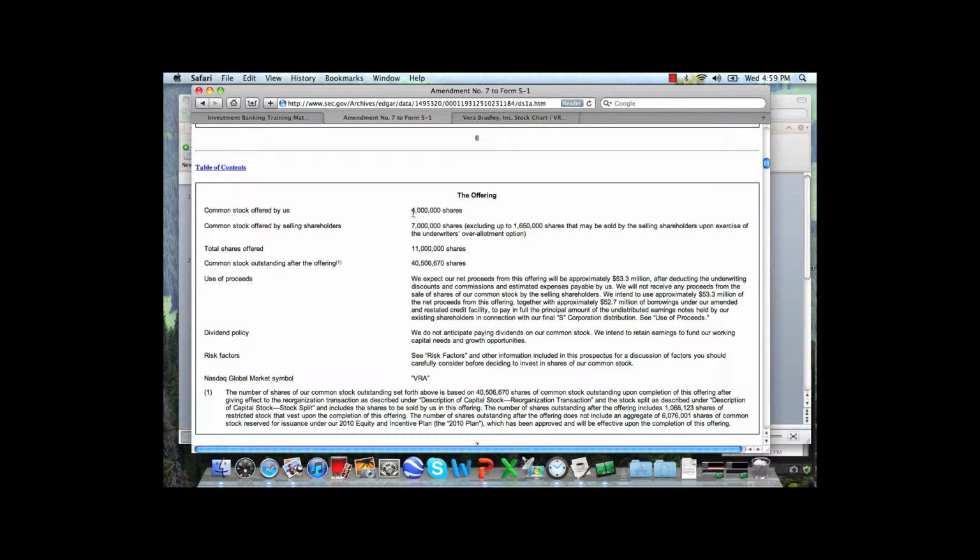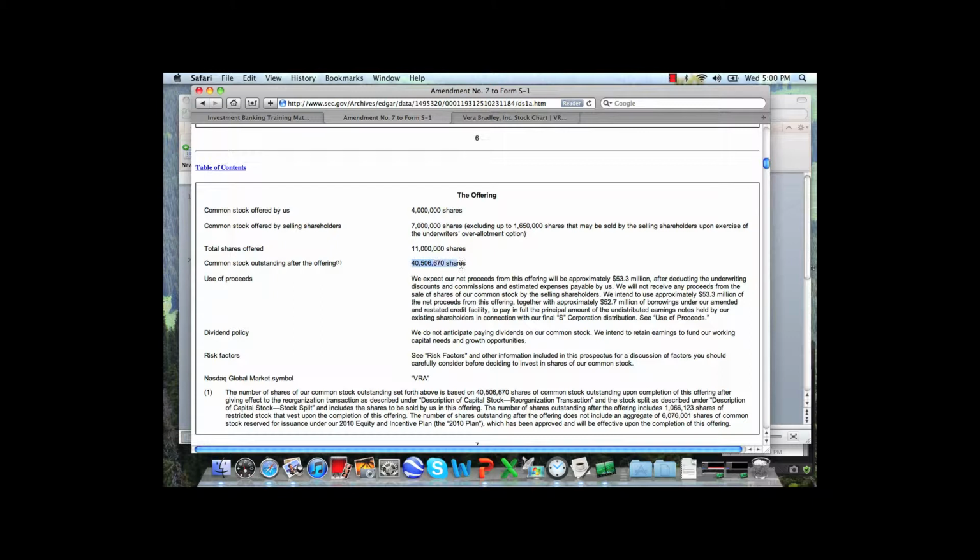The company is only going to get cash proceeds on the 4 million shares that it sells. Those other 7 million are basically just going to be transferred from existing shareholders to new shareholders. So basically very negligible effect on the balance sheet, maybe just some fees. So while there's 11 million shares offered, only 4 million are going to affect the capitalization table.